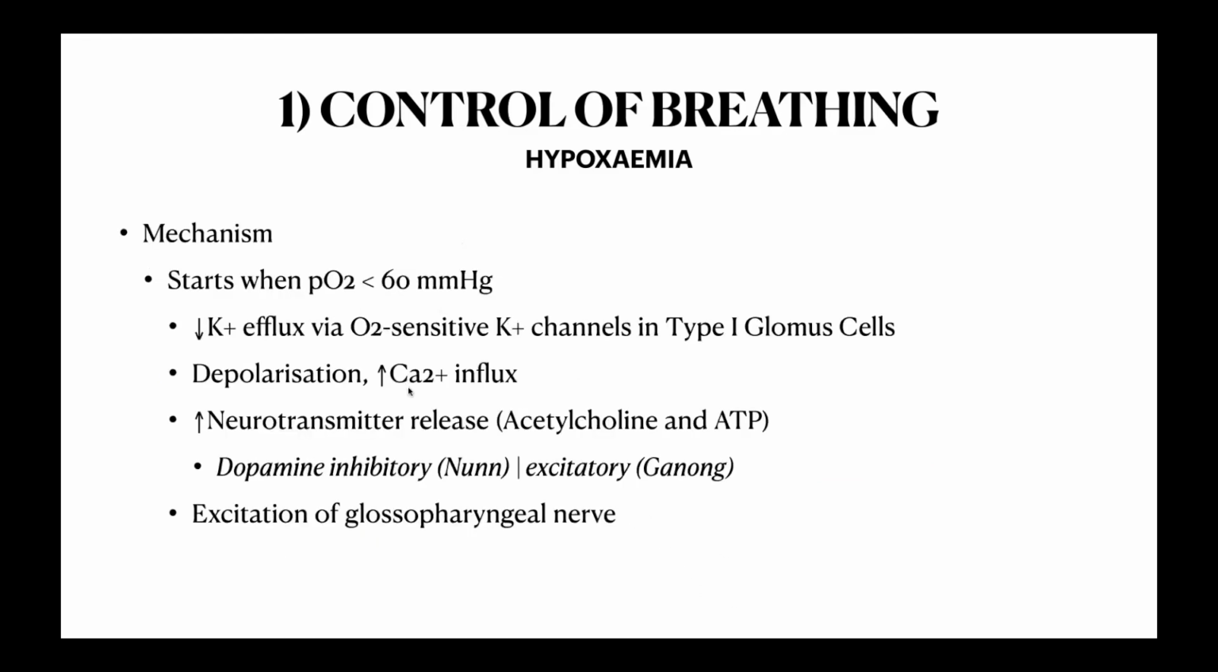Now, the mechanism starts when the partial pressure of oxygen is less than 60 millimeters mercury. And the mechanism is that there's a reduction in potassium efflux via oxygen-sensitive potassium channels in type 1 glomus cells that causes depolarization, increasing calcium influx, increasing neurotransmitter release, primarily acetylcholine and ATP. In humans, dopamine is considered inhibitory, and it's described as excitatory in animals. Just be aware of that. All right.